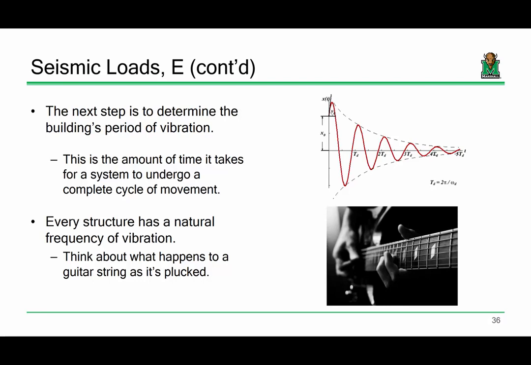So frequency is essentially how many times it's vibrating per second. If you had a frequency of 40 hertz, it would be vibrating 40 times a second, right? The building's period is just the opposite of that. It's how long it takes the structure to undergo a period of vibration.